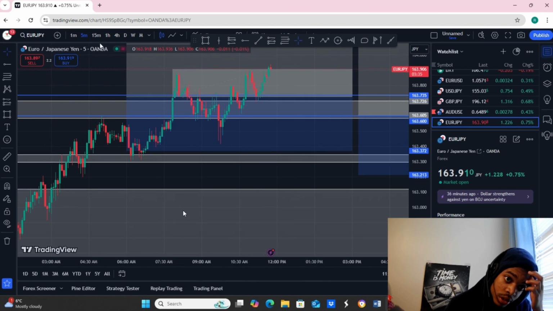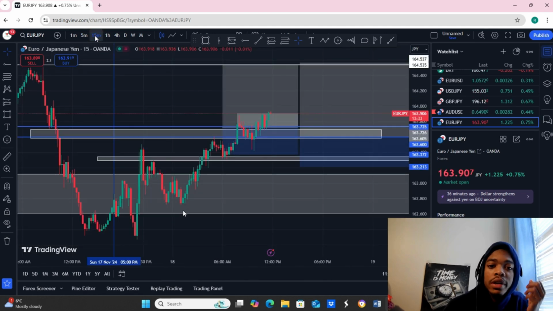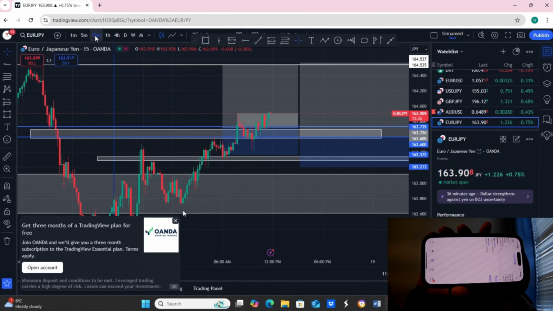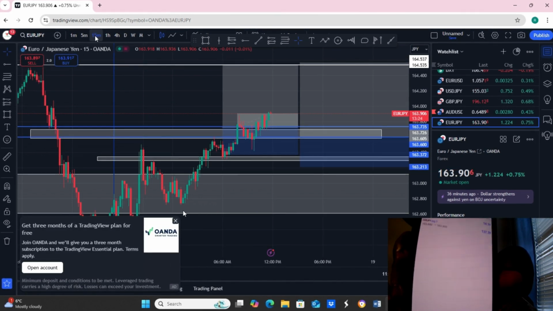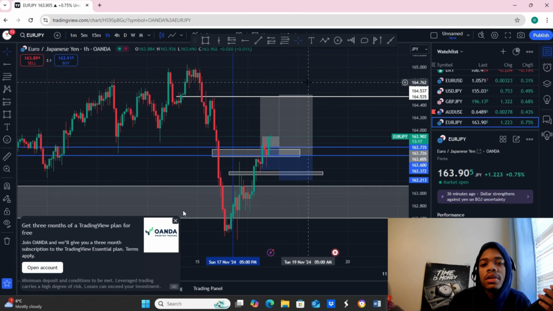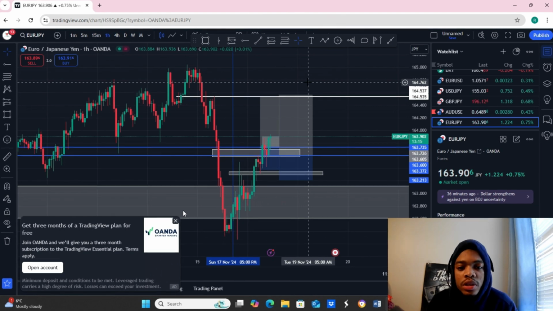Alright, so hopefully I didn't get into the wrong one. We're still up on Euro JPY right now. Let me check. Alright, so I'm up $150. I'm not sure if you guys can see this, and our target is at that 15-minute high right there. So we're going to see how this trade plays out.